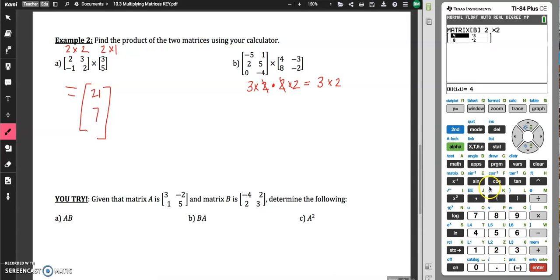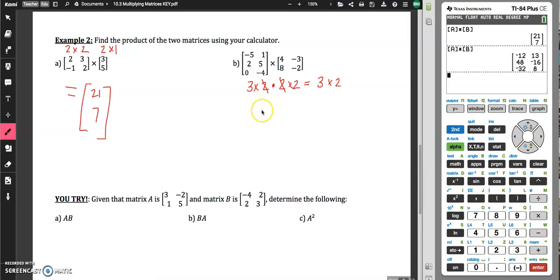Now again, you have to quit. This is the most common mistake that people make when using their calculator. You have to get out of this completely. So second mode to quit. And now we're going to type in our matrices again. So second matrix, enter, times second matrix. Scroll down to B, click enter. Right, and there's my product. So I see that it is a 3 by 2. That's good, so it matches what I would expect. So I didn't accidentally type anything wrong.